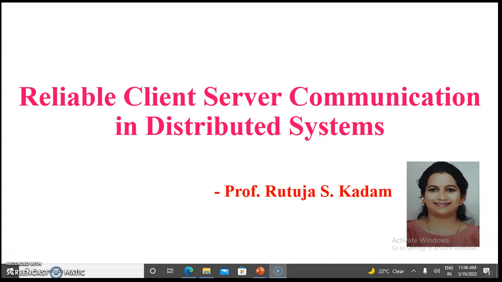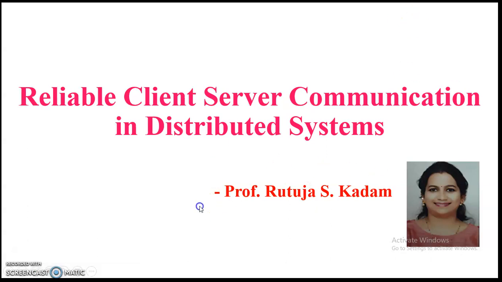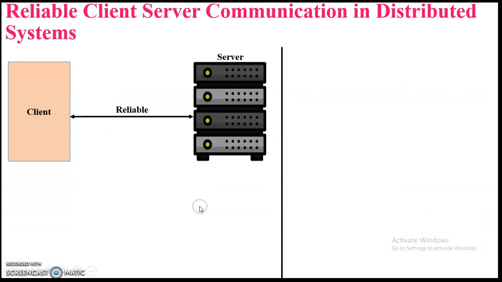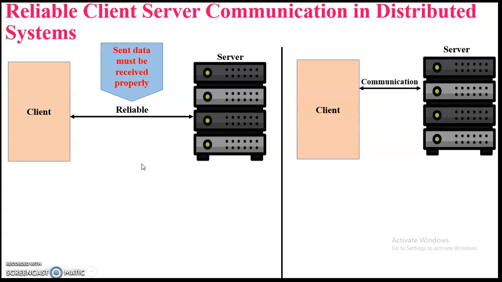Today we will be learning one of the important topics in fault tolerance in distributed systems, that is reliable client-server communication in distributed systems. So let us begin. When we say that the communication between the client and server is reliable, it means that whenever the sent data is received properly by the client and the server, we can say that the communication between the client and the server is reliable communication.